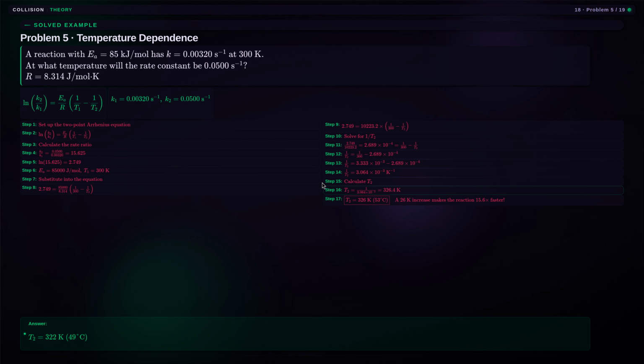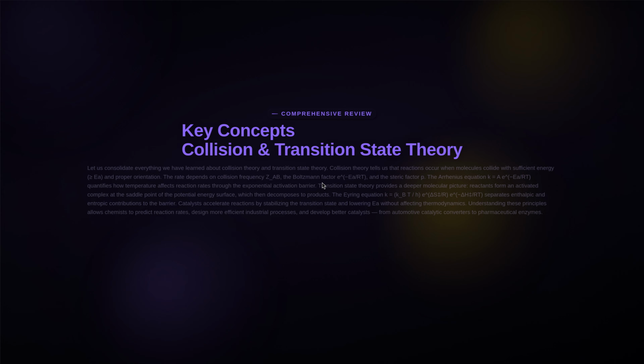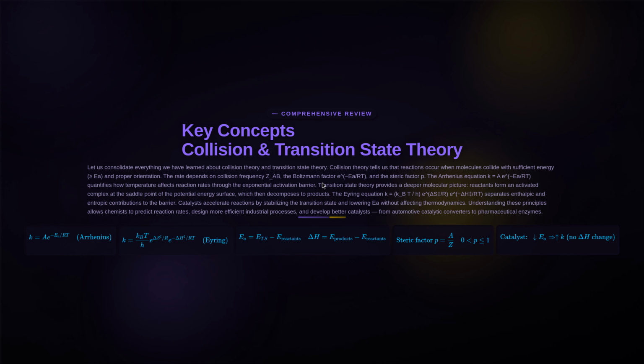Let us consolidate everything we have learned about collision theory and transition state theory. Collision theory tells us that reactions occur when molecules collide with sufficient energy and proper orientation. The rate depends on collision frequency, the Boltzmann factor, and the steric factor. The Arrhenius equation quantifies how temperature affects reaction rates through the exponential activation barrier.